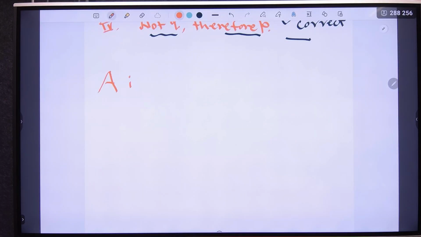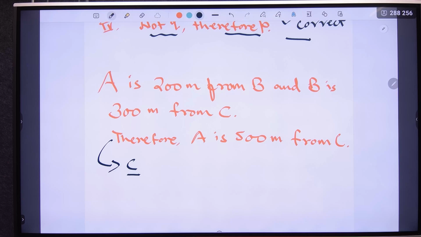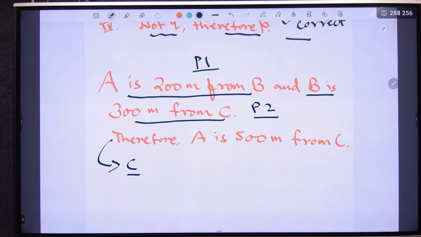If I tell you A is 200 meters from B and B is 300 meters from C. Therefore, A is 500 meters from C. ये हमने क्या निकाला? Inference, या फिर हमने इसे ये conclusion निकाला. ये हमारे premises थे. So will it be the wrong or right conclusion? ये आपको समझना है. So यहाँ पे हम क्या we are getting misled here.